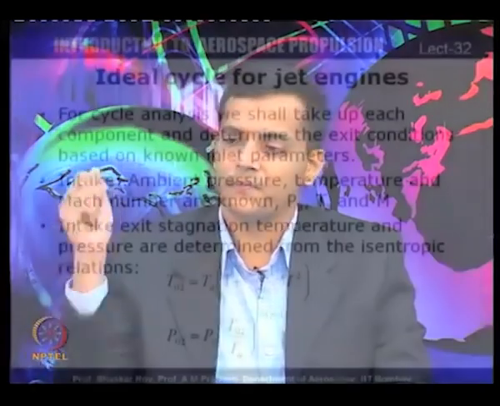And so, in the cycle analysis which we are going to discuss today, we shall be taking up each of these components one by one, that is intake, then the compressor, then the combustion chamber, turbine, and so on. As we analyze each of these components, we shall be finding out the exit pressure and temperature of each component, which will serve as the inlet pressure and temperature for the subsequent component. For example, at the intake exit, we shall be finding out what is the pressure and temperature, which will essentially be the compressor entry pressure and temperature, and similarly for all other components.